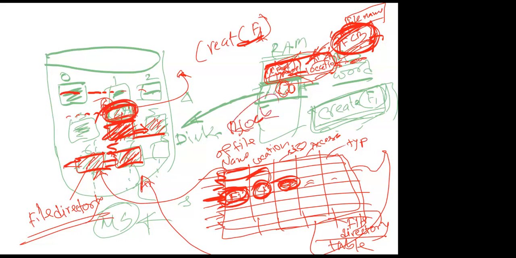So the important point here is that the file system maintains a file directory table. Each file has an entry inside the file directory table, and it is always maintained permanently inside the hard disk.